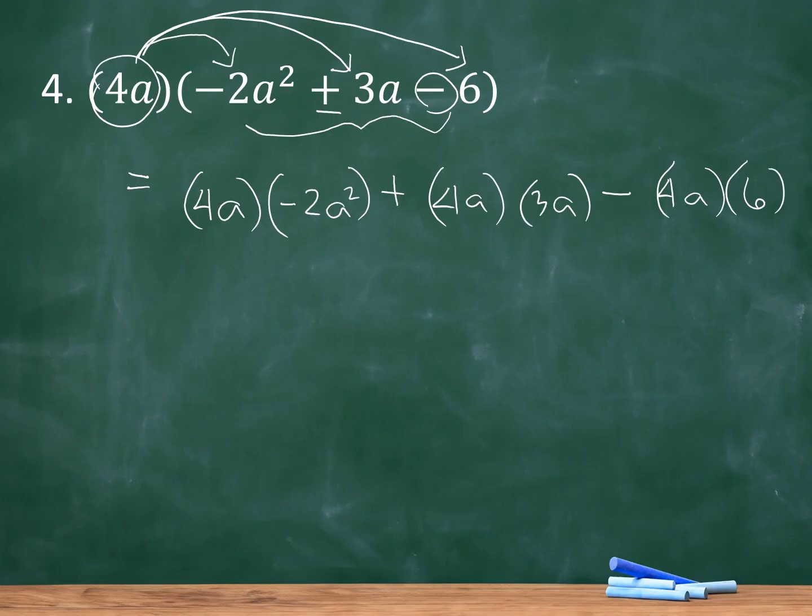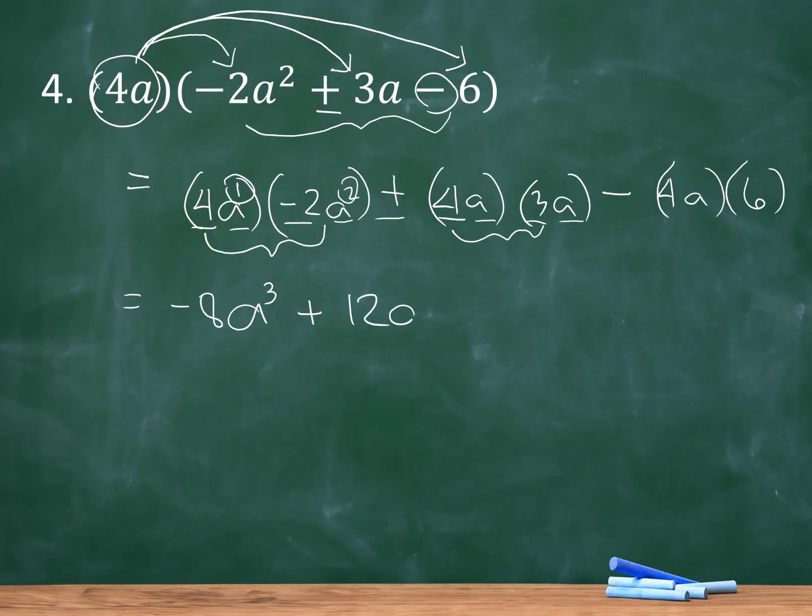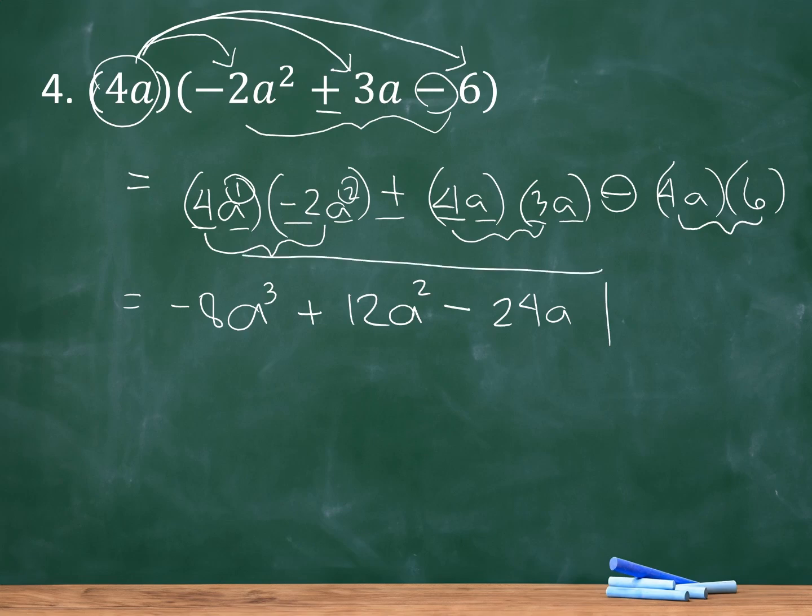Let's write 4a times 6. Let's multiply 4a times negative 2a squared. 4 times negative 2, that's negative 8. Then a times a squared is a to the power of imaginary 1 plus 2, that's 3. So it's gonna be negative 8a cubed. Copy plus 4a times 3a. 4 times 3 is 12, and then a times a is a squared. Then we have minus 4a times 6 is 24a. This will be our answer.